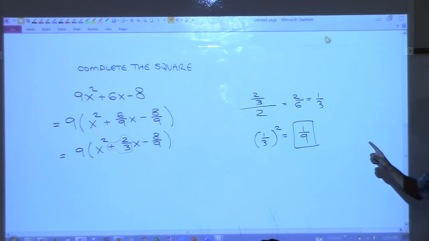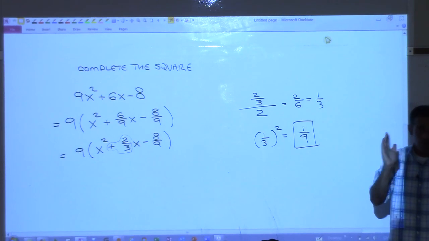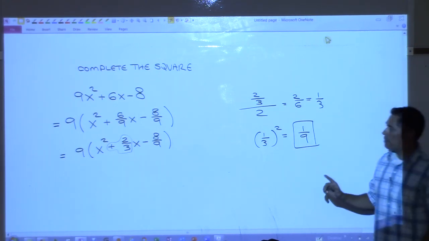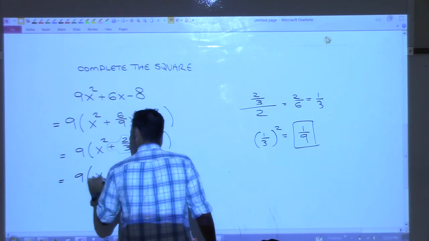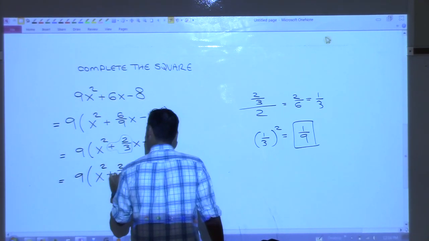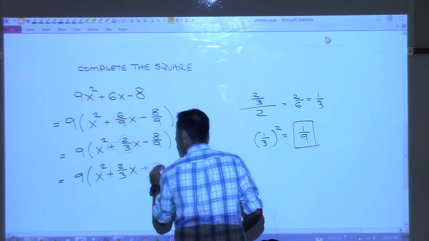All right, so I'm supposed to take this 1/9, and since I cannot add it to both sides of an equation that doesn't exist, what I'm going to do is insert it. Now watch where I put it. Plus 2/3 x, right here. You don't need to write this line. Let me write it first.